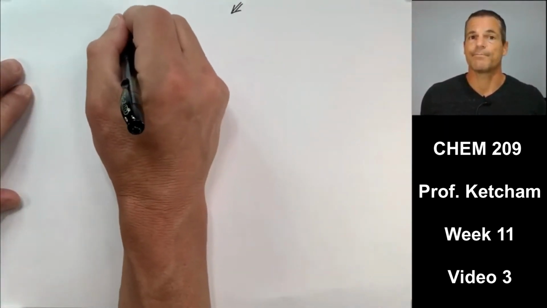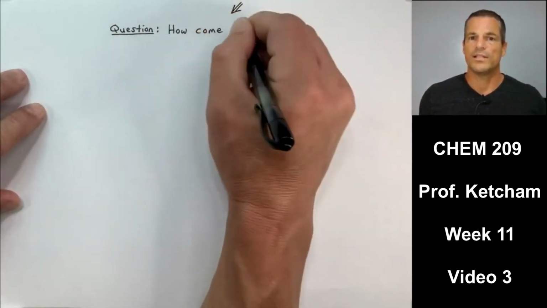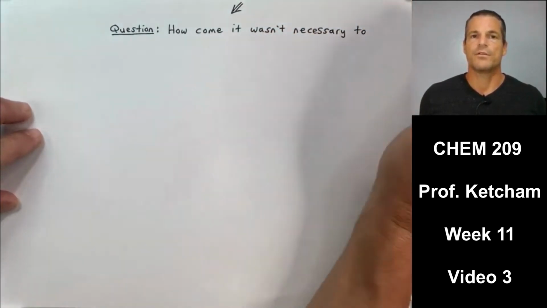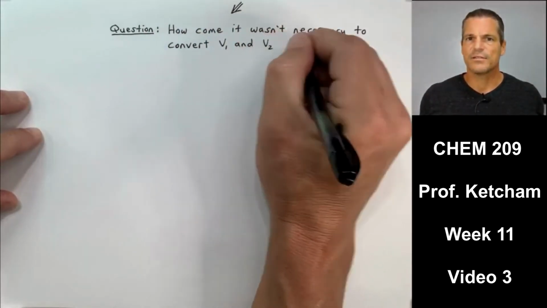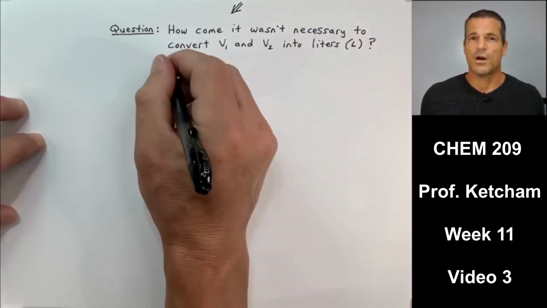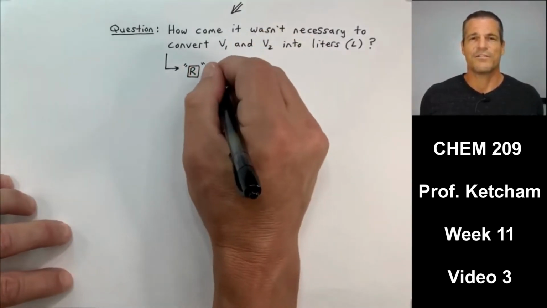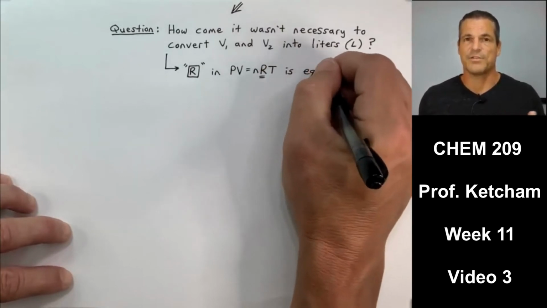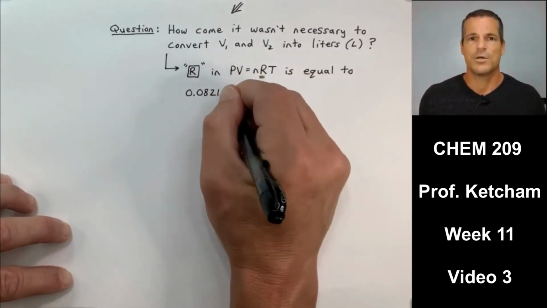Now I have a question about that last problem we just did. How come it wasn't necessary to convert V1 and V2 into liters? How come I was able to leave them in milliliters? Well, we were using Charles' law, right? V1 over T1 equals V2 over T2. As long as the V1 and V2 have the same units, I'm fine. Now, the kelvins, I have to make sure temperature's in kelvins, but for volume, I could have used liters, ounces, as long as they were both the same.